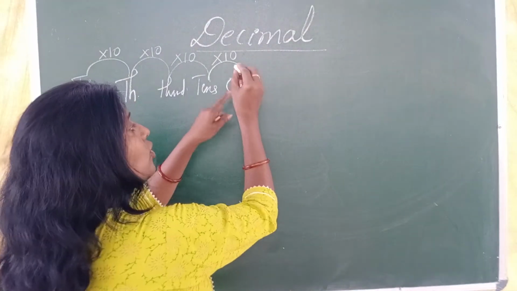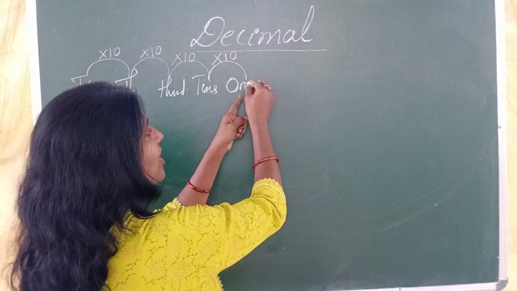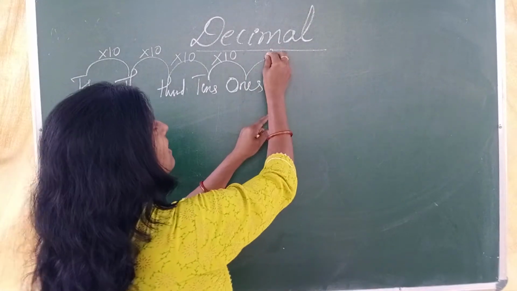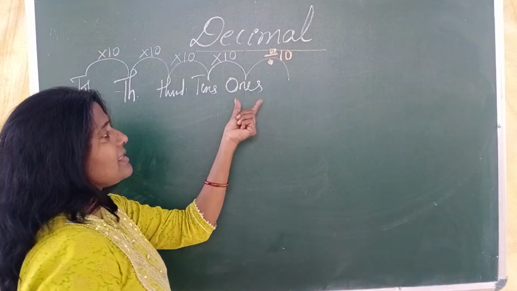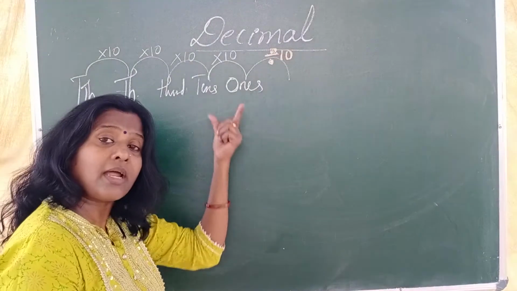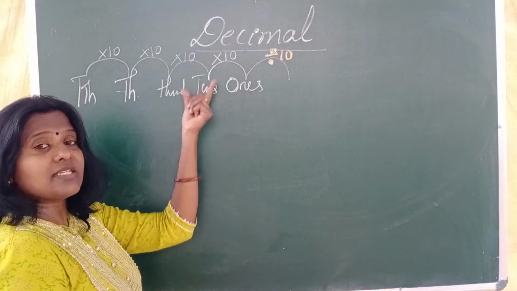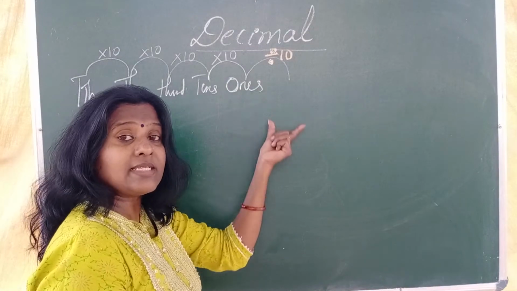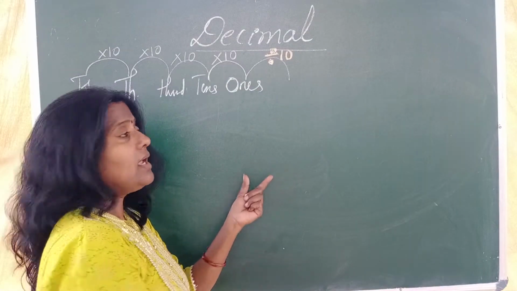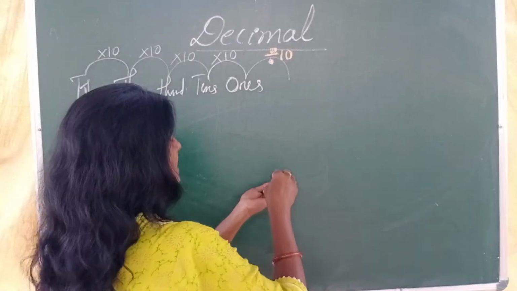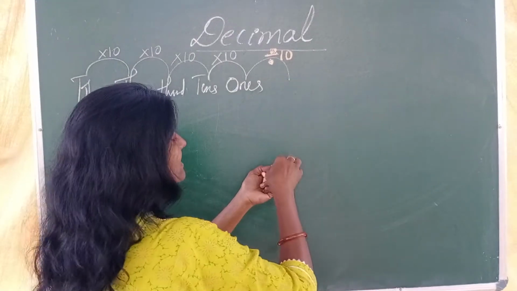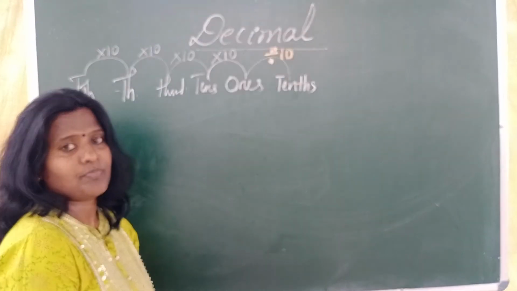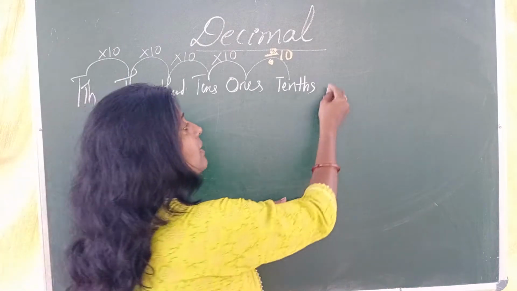Similarly, if you divide the same ones place by 10, what happens to its value? It becomes 10 times less. Here it became 10 times more, 10 times it is increasing, but here it is decreasing 10 times. Now how to write this? It is named the tenths place. So what is its value? 1 by 10.